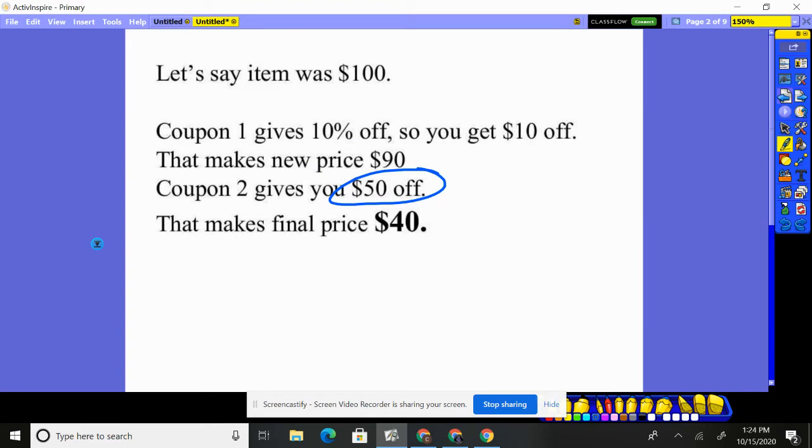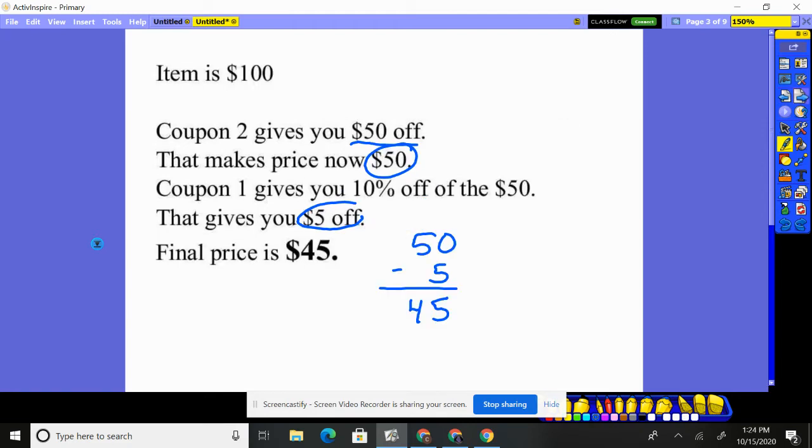That says you would rather use coupon 1 first, because what happens is you're getting 10% off of a larger number, off of $100. Whereas if you apply it second, you're only going to get 10% off of the 50. You're getting the same percentage off, but it's not as large a number. That only gives you $5 off. So the order in which you use the coupons is important.